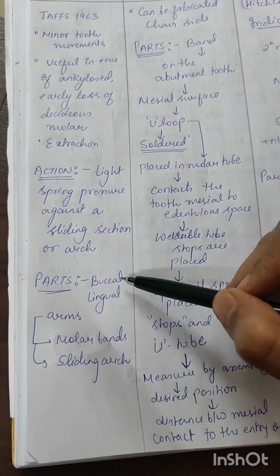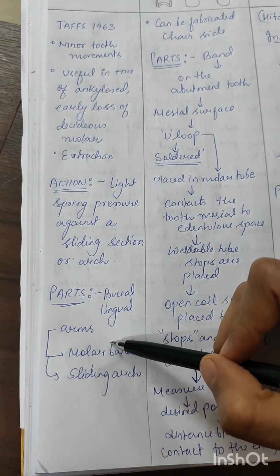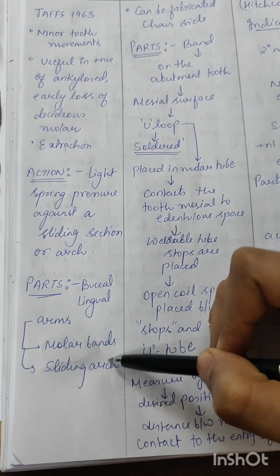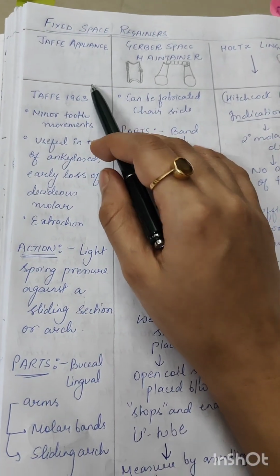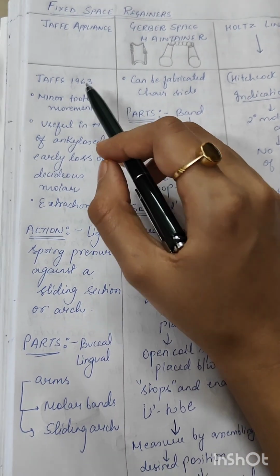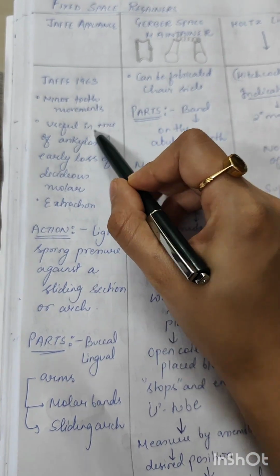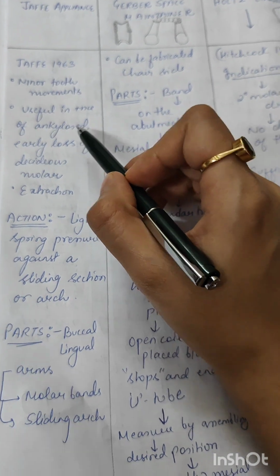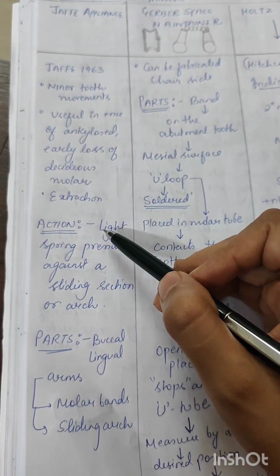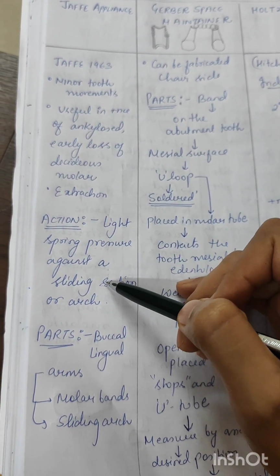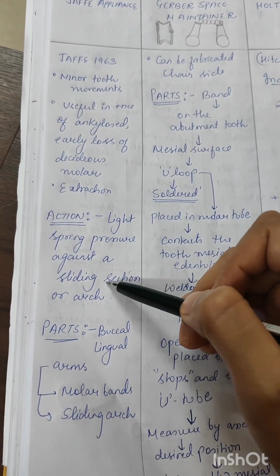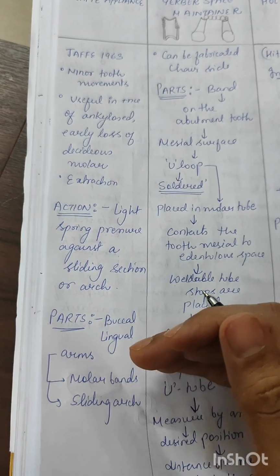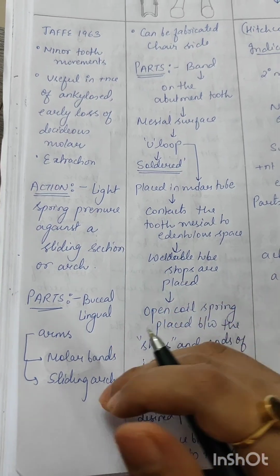Parts: it has got buccal and lingual arms, a molar band, and a sliding arch. Once again, Jaffe appliance, given by Jaffe in 1963, is used for minor tooth movement in cases of ankylosed tooth, early loss, or extraction. Light spring pressure is given against the sliding arch.